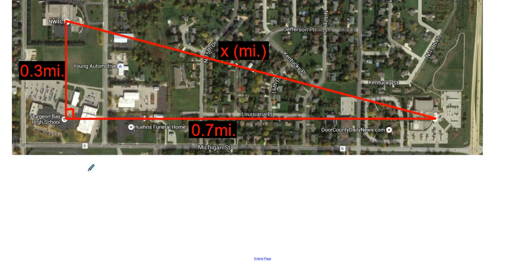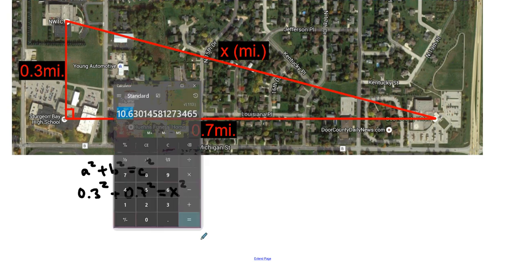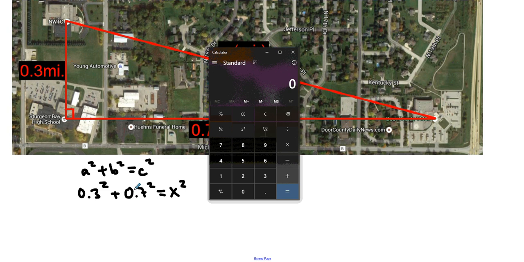So I'm going to use the Pythagorean theorem, a squared plus b squared equals c squared. I'm going to use 0.3 as a, so a squared, plus 0.7 is b, 0.7 squared, equals, I don't know the length of this one, but it's called x. It's not called c anymore, so I'm going to plug in x for c, but it's still just a variable squared. All right, so now we're going to just calculate this following the order of operations.